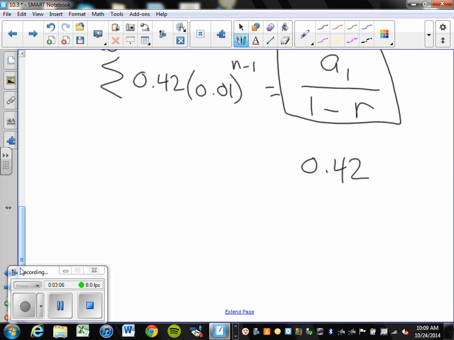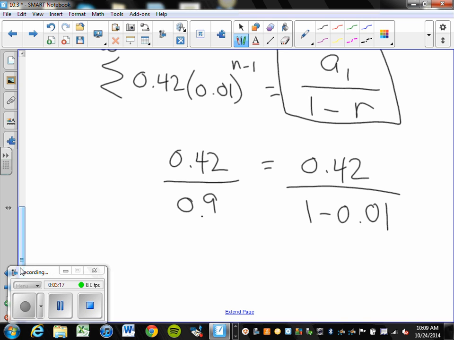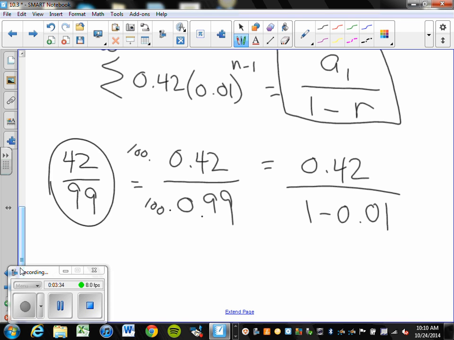A sub 1 was 0.42. The common ratio was 0.01. So from this I get 0.42 over 0.99. And that looks silly because I have decimals in the fraction. So if I multiply the top and bottom by 100, which is just 1, I get 42 over 99.